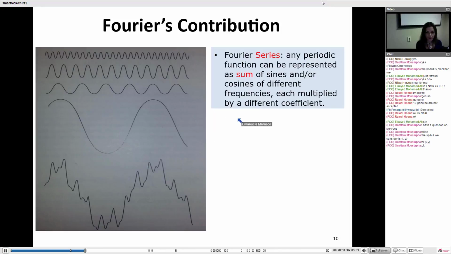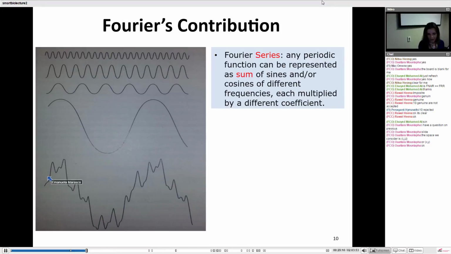Of course, as you can read here, any periodic function can be represented as a sum of sine or cosine functions of different frequencies, each multiplied by a different coefficient. The coefficient depends on the amplitude that we need. So the concept, visually, is that we can start from a complex function like this one, which can be, for example, the case of our ridge pattern.